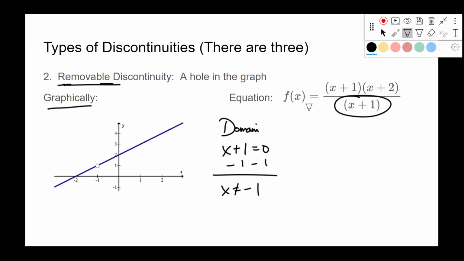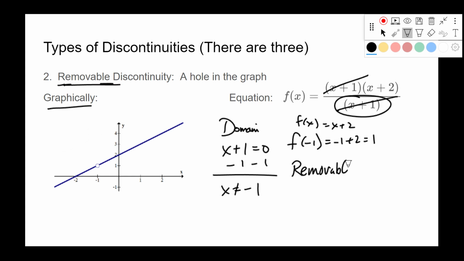Now, if you go back to what's here, sure enough, you can, in fact, cross out the x plus 1s. You can remove the discontinuity, right? You removed it. You literally took out the x plus 1s. This is where it's discontinuous at negative 1. You removed it though. So now if I asked you to take negative 1 and plug it in, well, your new function now looks like x plus 2. So if I took negative 1 and plugged it in, I get 1. So what we would say is that there's a removable discontinuity.